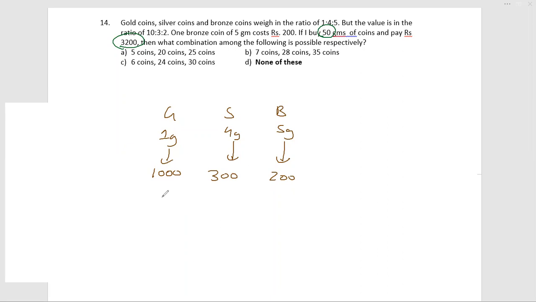Now if he is buying 5 grams of this, 5 coins will give you 5 gram. 20 coins will give you 8 silver coins weighing 4 grams. No way in any of this option you can have 50 grams of coin.